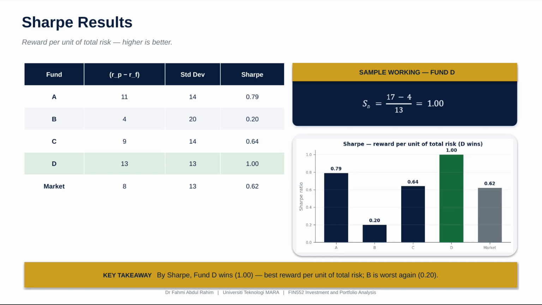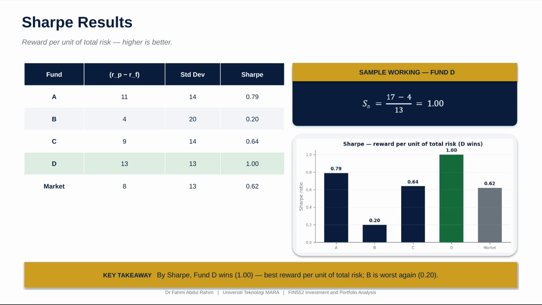Now the Sharpe measure for every fund. The formula is the same excess return on top, but this time we divide by the standard deviation, the total risk, instead of beta. The excess returns are the same as before, 11, 4, 9, 13 and 8. Now divide each by its standard deviation. The sample working shows Fund D, 13 divided by 13 equals exactly 1.00, the highest.